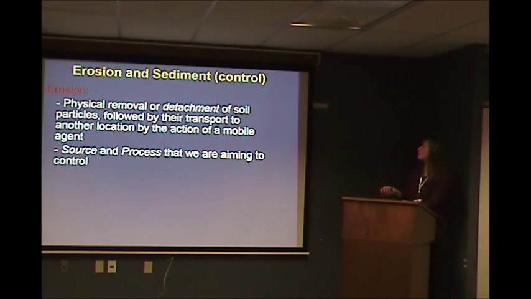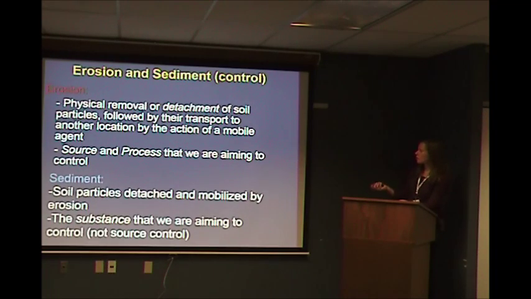So just to be clear, erosion pertains to the physical removal or detachment of soil particles followed by their transfer to another location by the action of a mobile agent such as wind, water, or a vehicle. So it's a source and a process that we're aiming to control. So erosion control is source control. And sediment control pertains to soil. Sediment are soil particles detached and mobilized by erosion. So this is the actual substance that we're aiming to control. It's not the source, it's the substance itself.